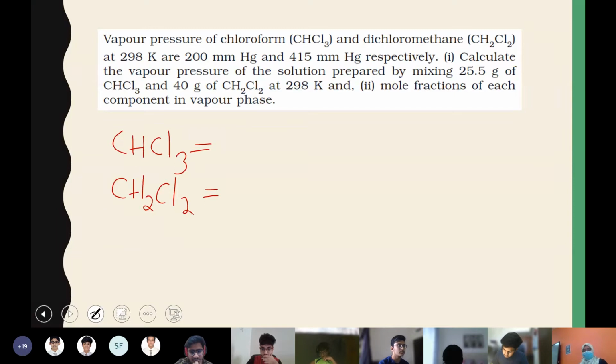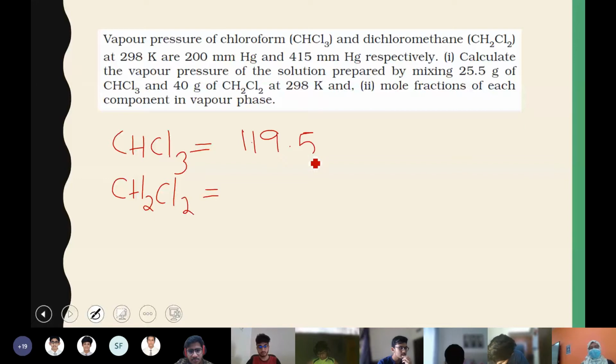So what was the molar mass for chloroform? You can start from the beginning. Chloroform, CHCl3. How will you calculate the molar mass? It's 119.5, because carbon is 12, hydrogen is 1, chlorine is 35.5. I hope all of you know how to do it, so I'm not showing the steps.